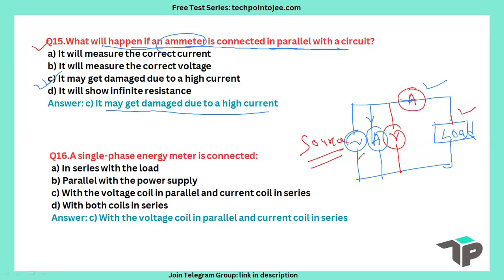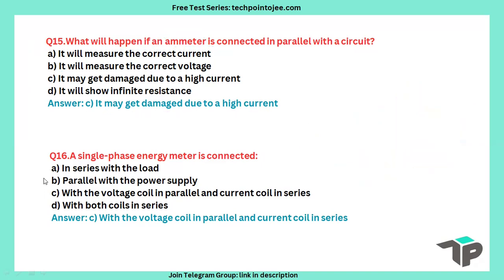Similarly, they may ask what will happen if we connect the voltmeter in series like an ammeter. In that case, the voltmeter will show a very small reading. Nothing will happen, no issue, but the reading will be very low. But if we connect the ammeter in parallel, the ammeter will burn, so the ammeter is always connected in series.